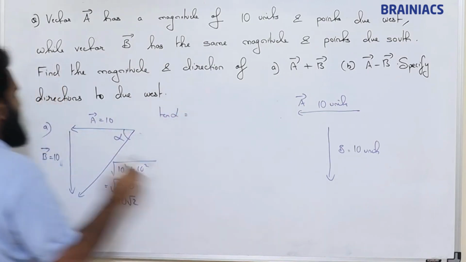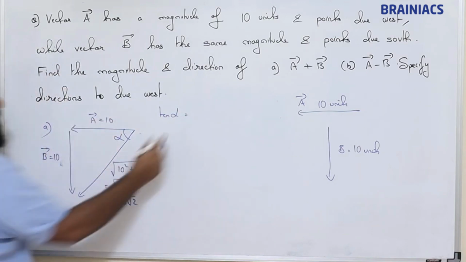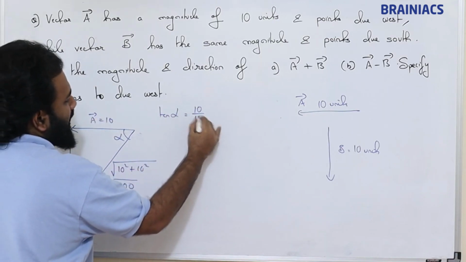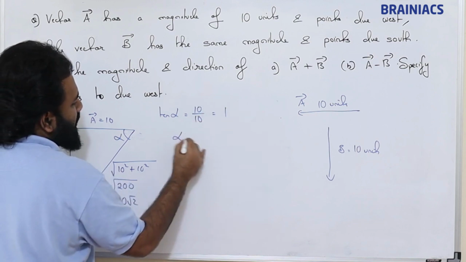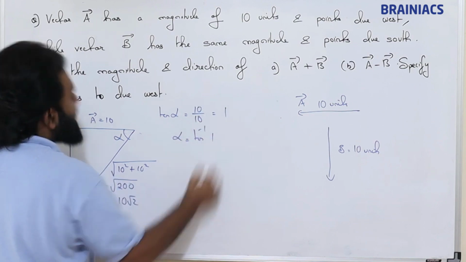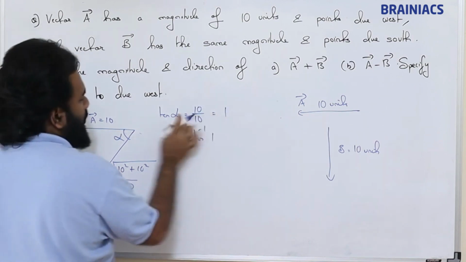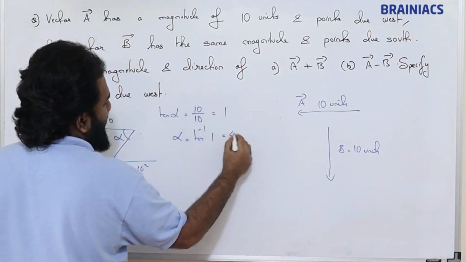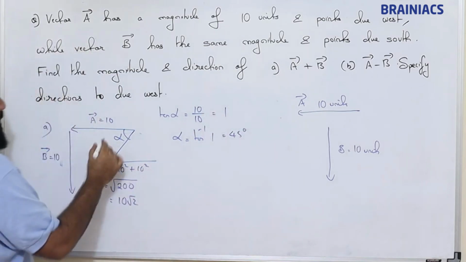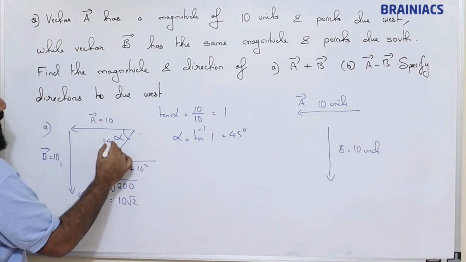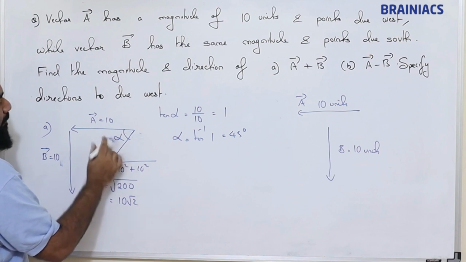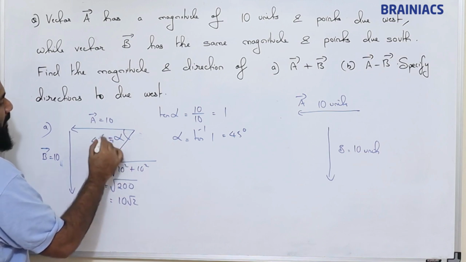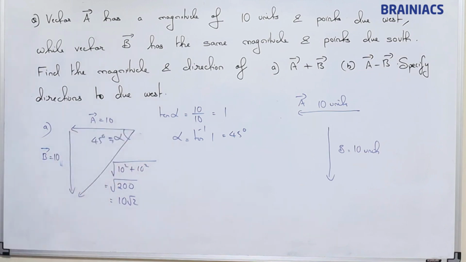If we try to find this angle, tan alpha is nothing but opposite side by adjacent side, 10 by 10, which is equal to 1. So alpha is equal to tan inverse 1. For what angle do we get the answer as 1? For 45 degree. So this angle is actually 45 degree with respect to horizontal.